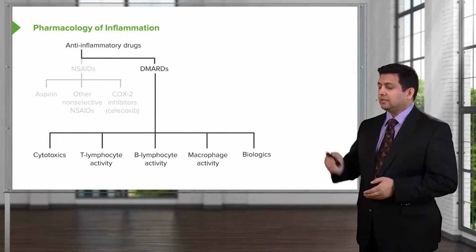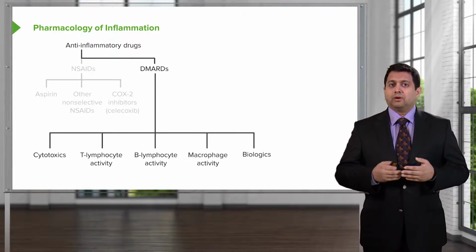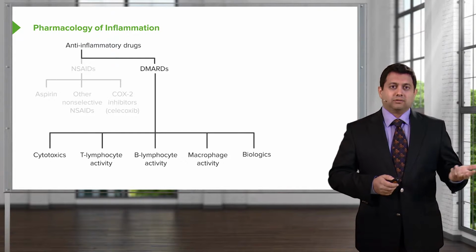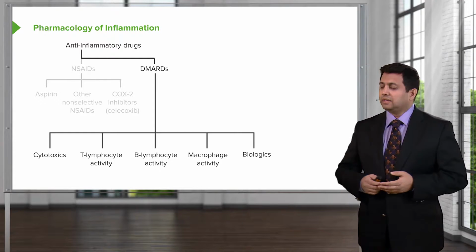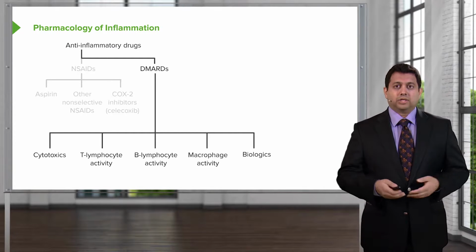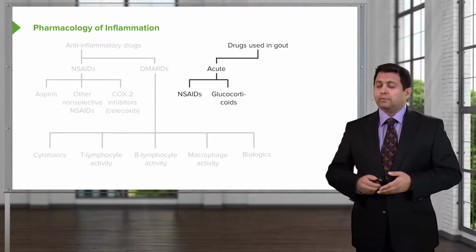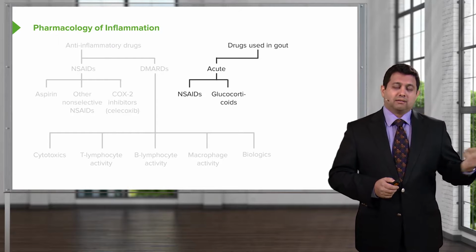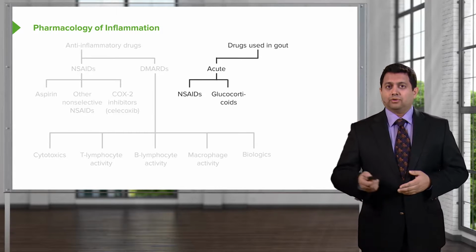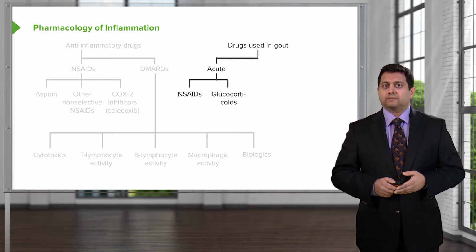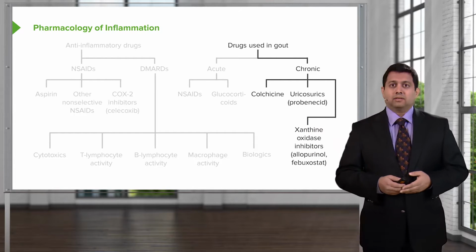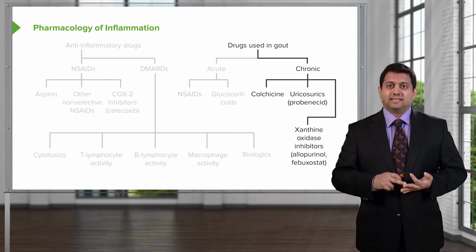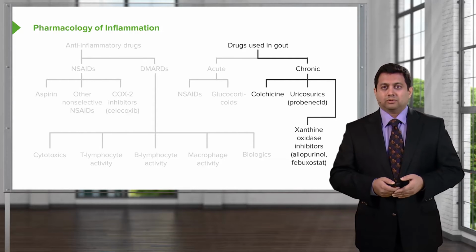We have other types of anti-inflammatory drugs. They're called the DMARDs, disease-modifying anti-rheumatic drugs. So they can be cytotoxic, they can work on T lymphocyte activity, or B lymphocyte activity, or macrophage activity, or biologics. Now, we also have drugs that are used in gout. We have drugs that are used in acute gout, which are the NSAIDs that are on the left side of your screen. And we have glucocorticoids, which we covered in previous lectures. And we have chronic treatment of gout. That can involve colchicine, remember that drug shows up again, uricosurics, and xanthine oxidase inhibitors. We'll talk about those more later.